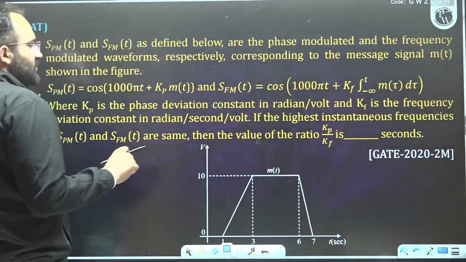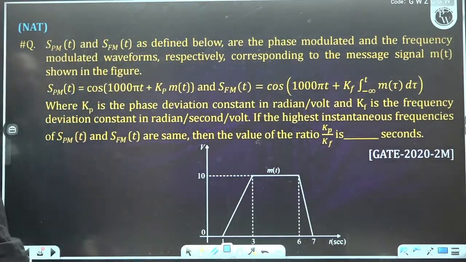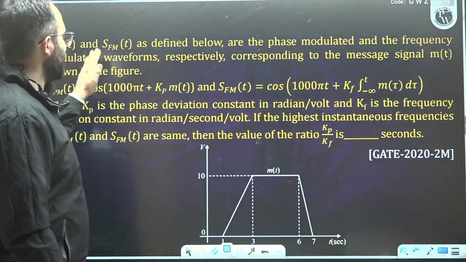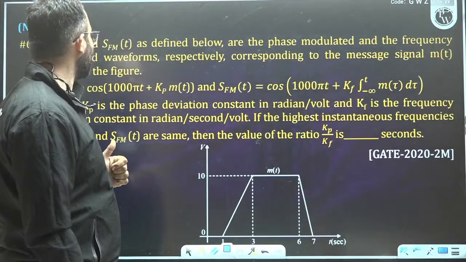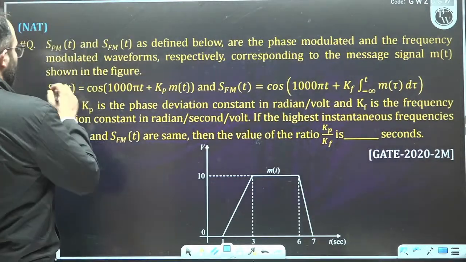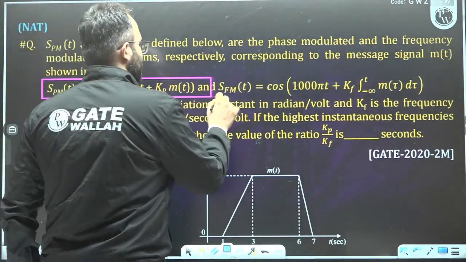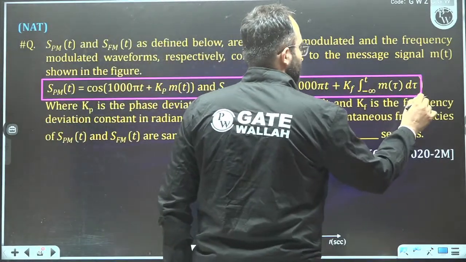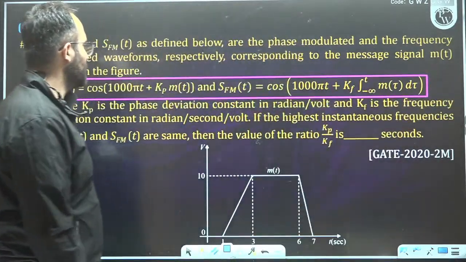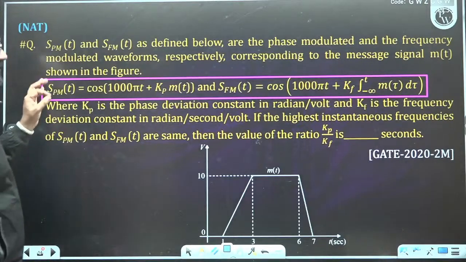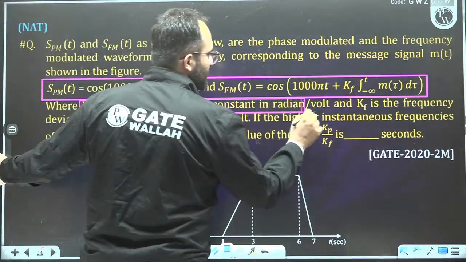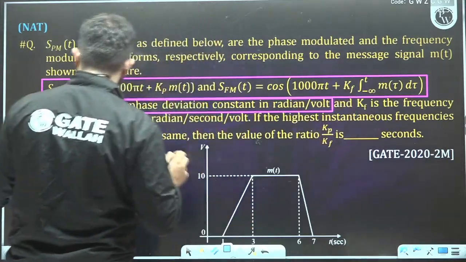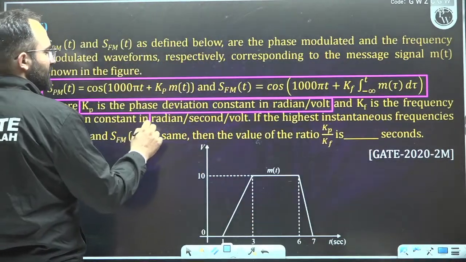This is the question of angle modulation. So S_PM and S_FM are defined below as the phase modulated and the frequency modulated waveforms. This is the PM signal. Equation is also given to us. This is the FM signal. Okay. Now Kp is the phase deviation constant. Let's see the unit also: radian per volt, and Kf is radian per second per volt.